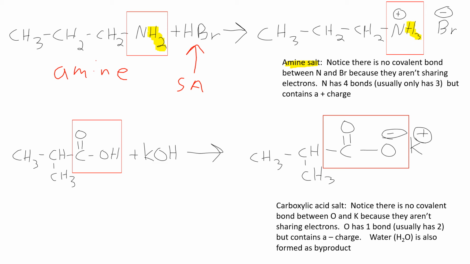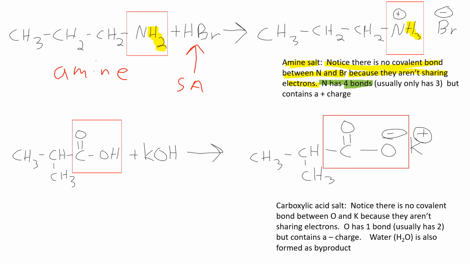There's a couple of things to notice here. What we really want to notice is that there's no covalent bond between the nitrogen and the bromine. Look at that top right-hand structure. There's no line between that nitrogen and the bromine. Remember what these lines represent: covalent bonds, sharing of electrons. That's not what's happening here. There's no sharing of electrons between the nitrogen and the bromine. Instead, we have 2 ions. It's an ionic attraction.